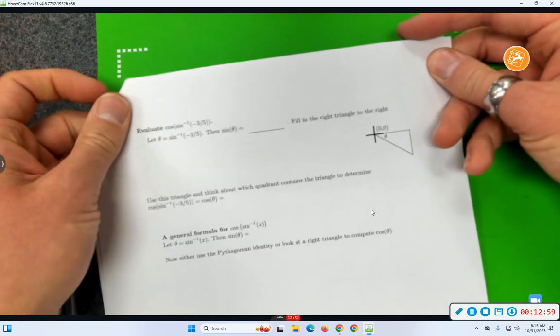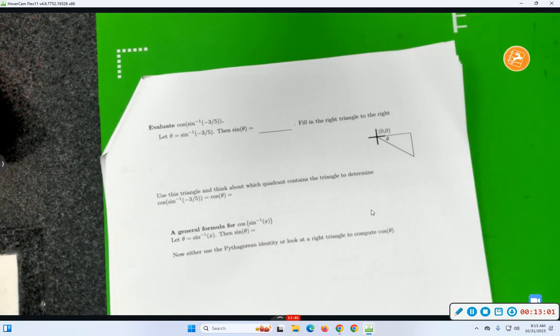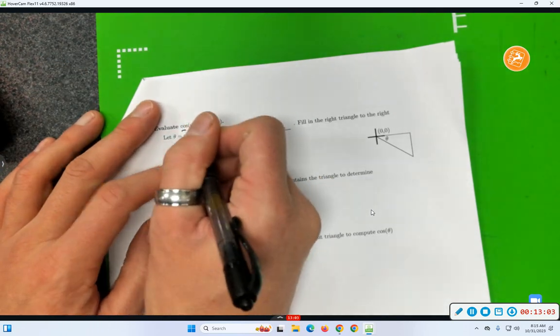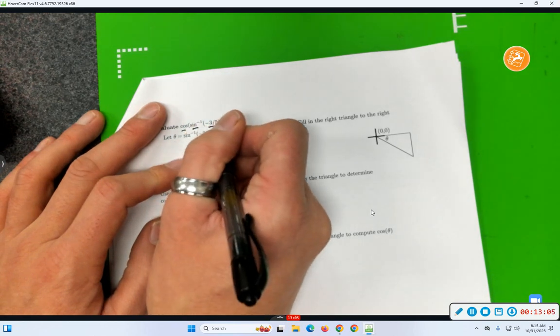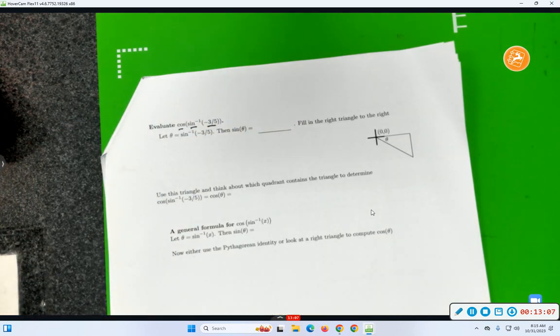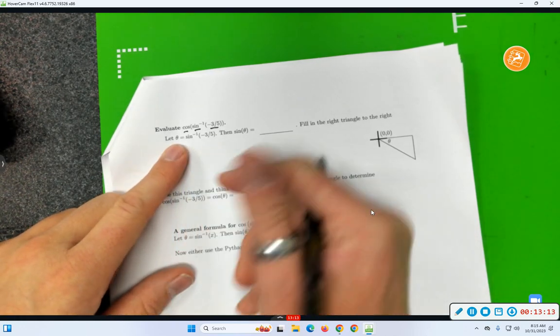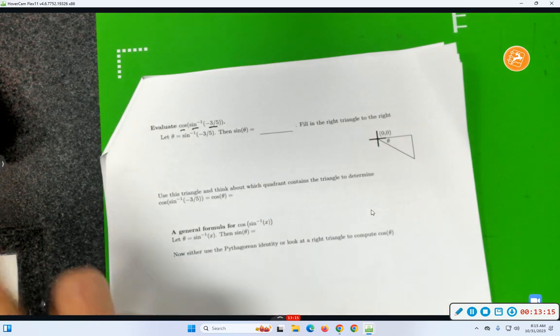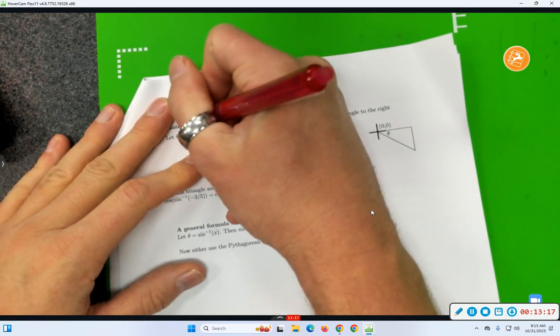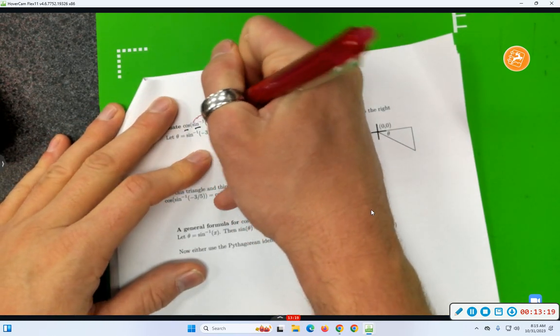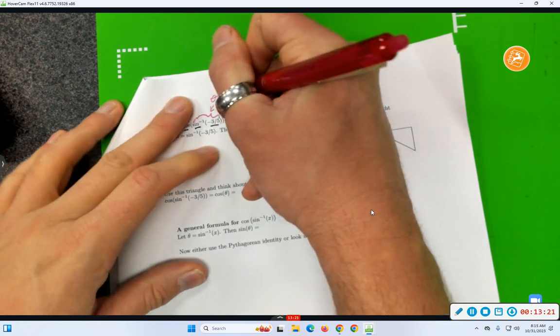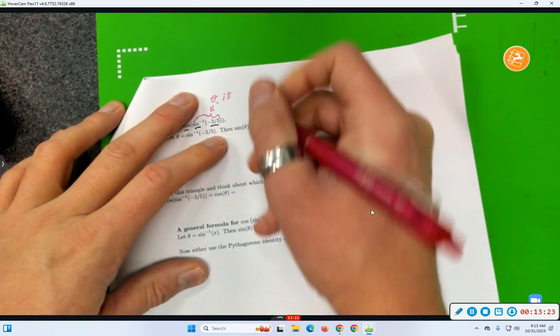All right, so let's begin with this. Let's try to compute the cosine of the inverse sine of negative 3 over 5. So let's remember what this means. So let's let theta be inverse sine of 3 over 5. So I'm thinking of this thing that is inverse sine of 3 over 5. I'll call that theta.